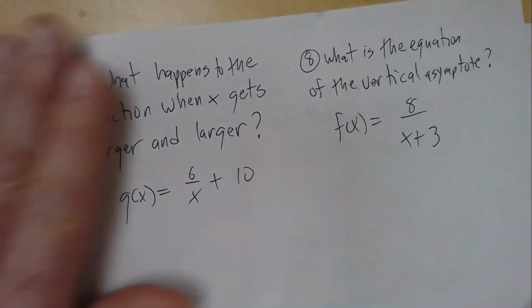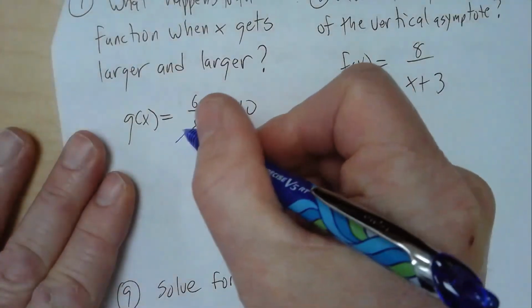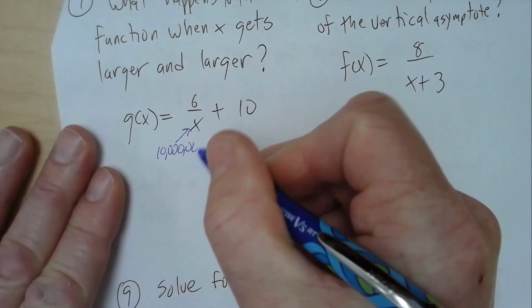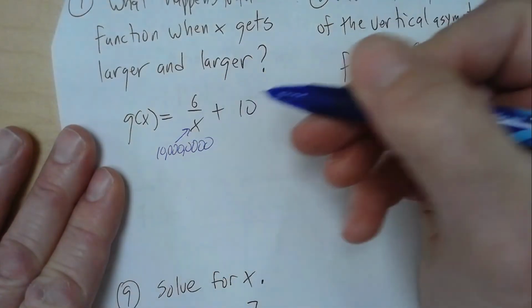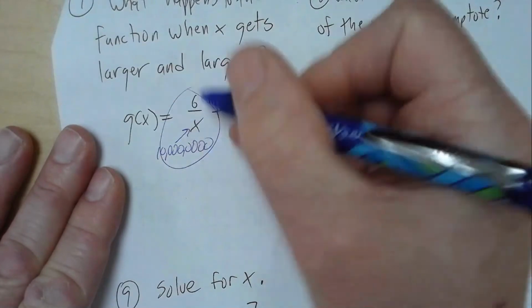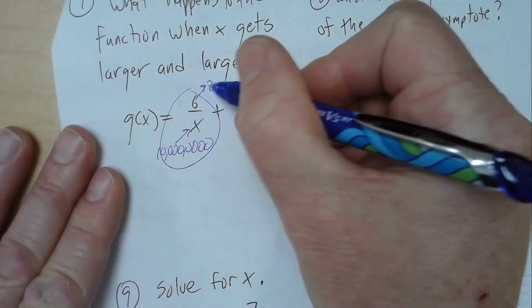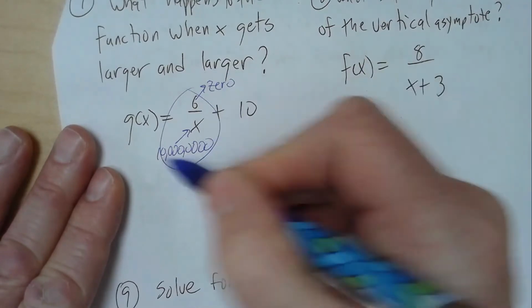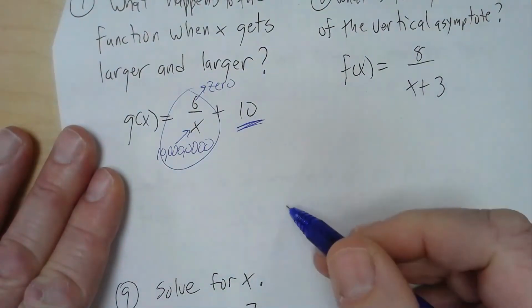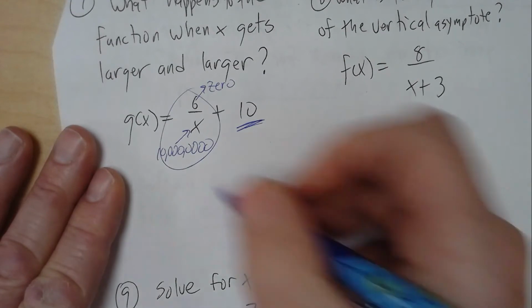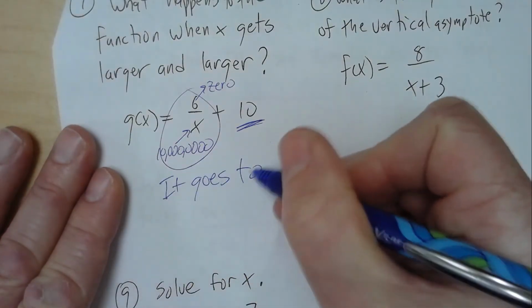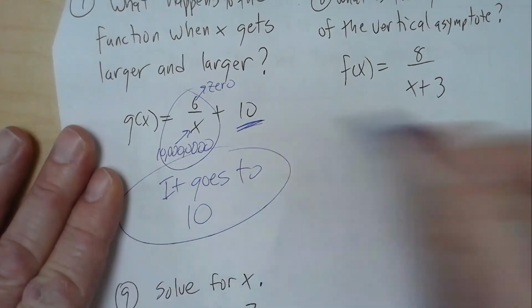All right. So x is going to get larger and larger in number. So we'll say x is 10 million. Okay? Well, 6 divided by 10 million is basically 0. So this is headed to 0. Right? So we take 6 pizzas, divide them amongst 10 million people, you basically have no pizza. So what's left over? 10. So what happens to the function? It goes to 10. Right?